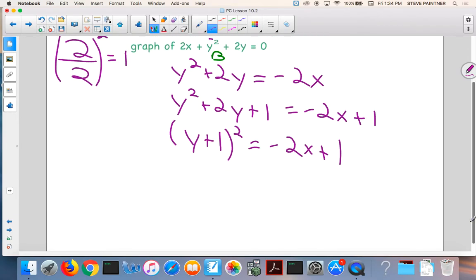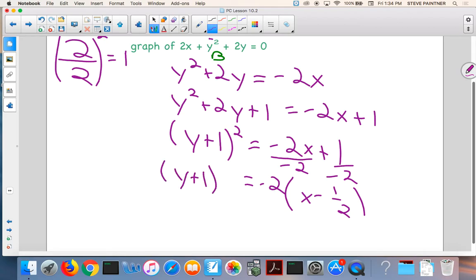And I don't think we want to just factor 2. I think we want to factor negative 2. So we want to move negative 2 out front, and then what's going to be inside our parentheses? x minus 1 half. Okay. We have an equation written in standard form. Tell me, what's the vertex?